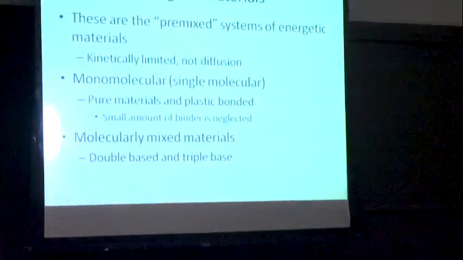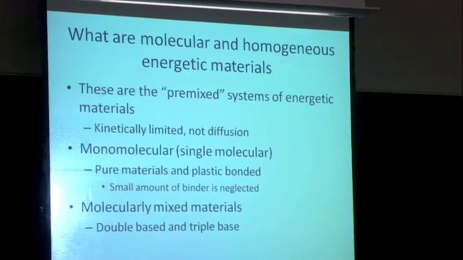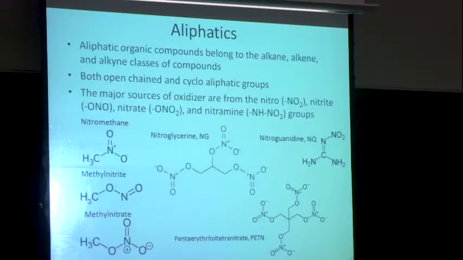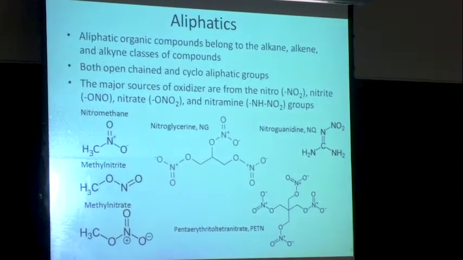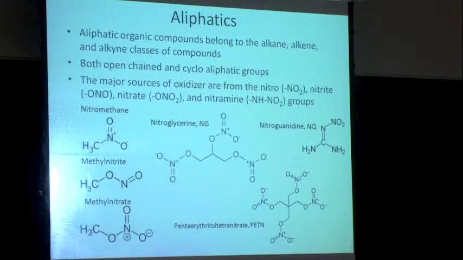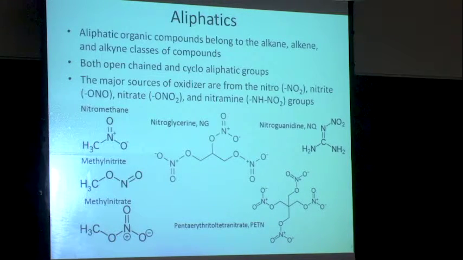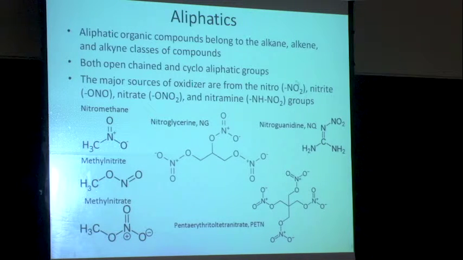And obviously molecularly mixed materials like double-based and triple-based can be considered as homogeneous systems. They can be broken up in terms of their chemical hydrocarbon backbone. So here, if you look at the typical aliphatics, the oxidizer can typically be in 3 different forms: as a nitro group, as a nitrite group, as a nitrate group, or as a nitramine. And these typically are then bonded to basically an alkyl radical.